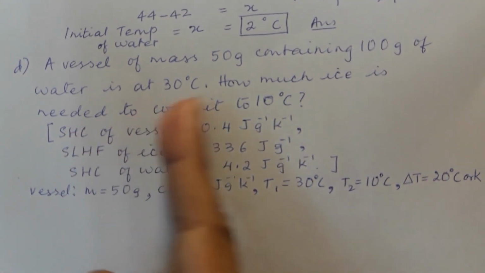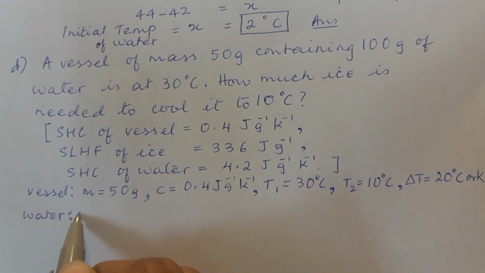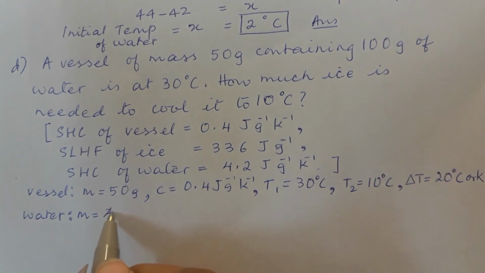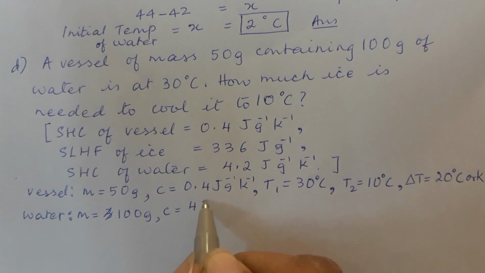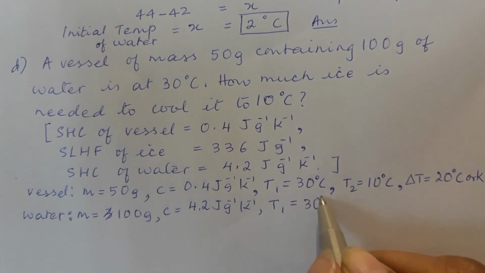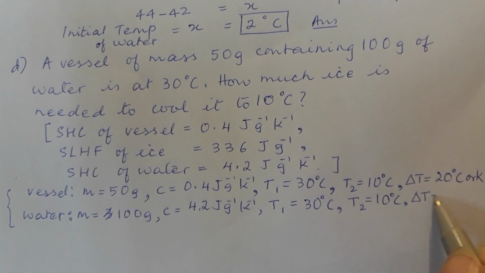We now come to the vessel containing water. So our next quantity is water. Again, for water, mass is given as 100 grams and SHC for water is 4.2 joule per gram per Kelvin. T1 will be 30 degrees C. T2 also will be 10 degrees C because the vessel and the water are in contact with each other, and ΔT also will be 20 degrees C or Kelvin.